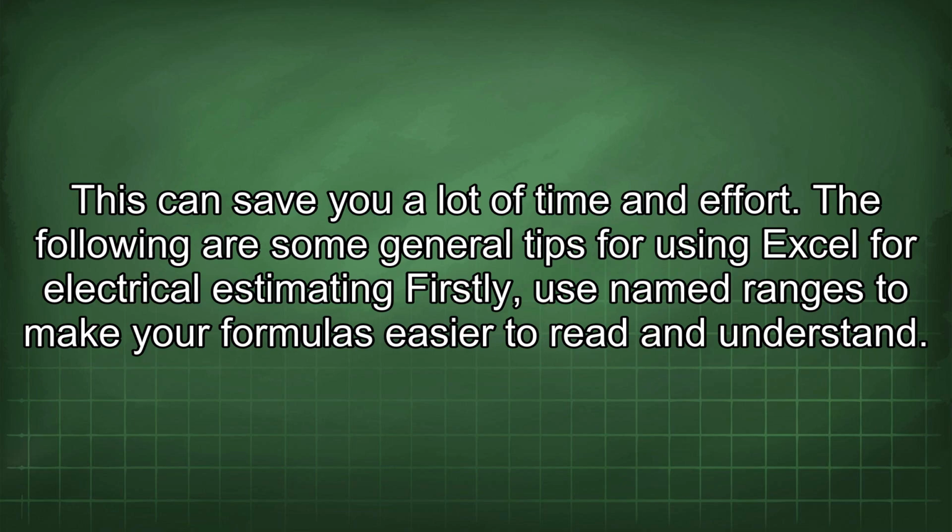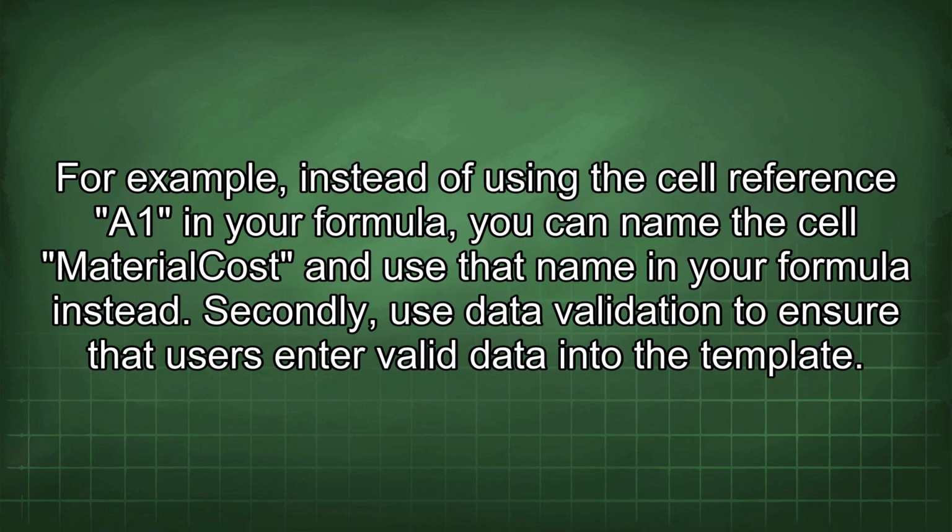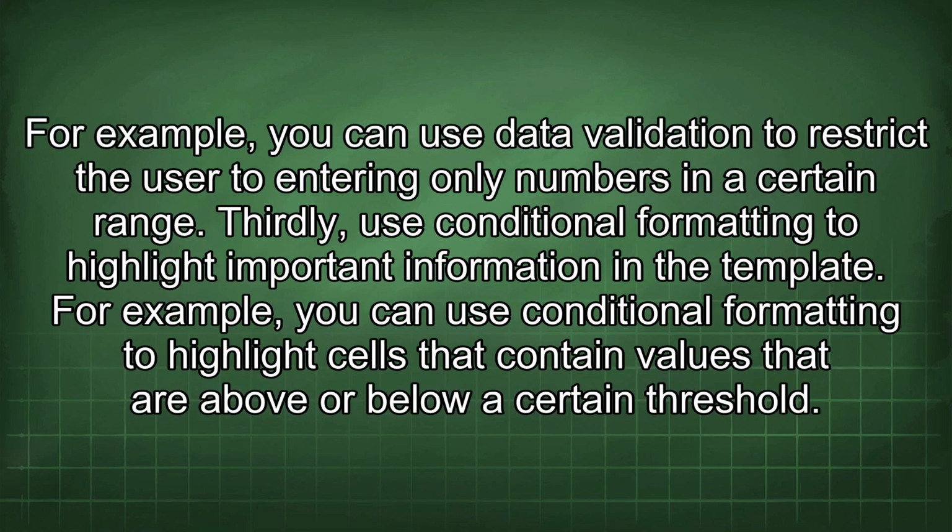Firstly, use named ranges to make your formulas easier to read and understand. For example, instead of using the cell reference A1 in your formula, you can name the cell material cost and use that name in your formula instead. Secondly, use data validation to ensure that users enter valid data into the template. For example, you can use data validation to restrict the user to entering only numbers in a certain range.